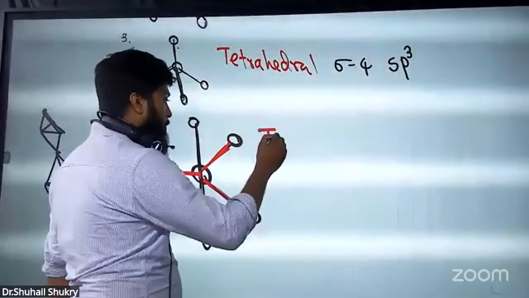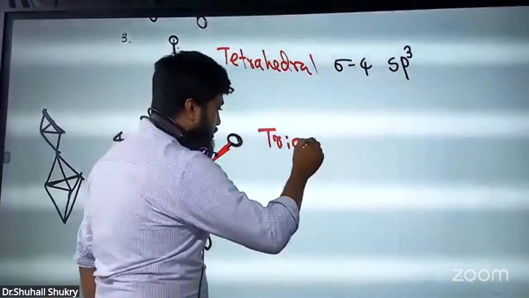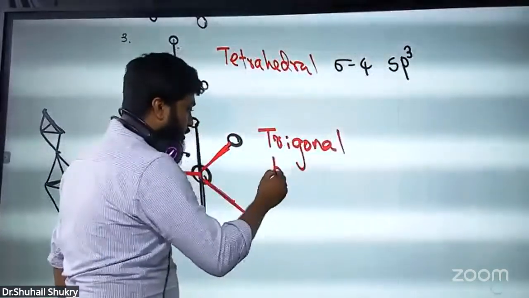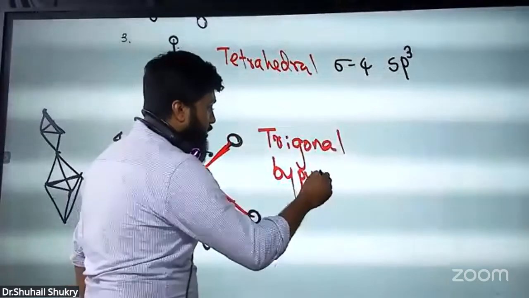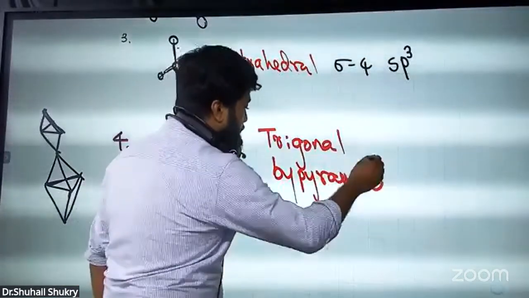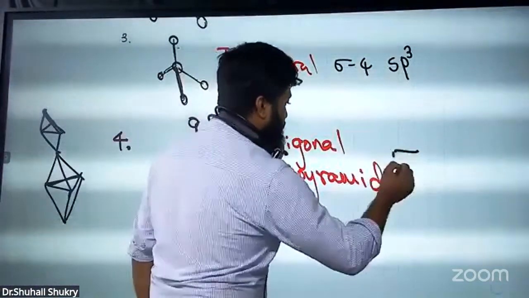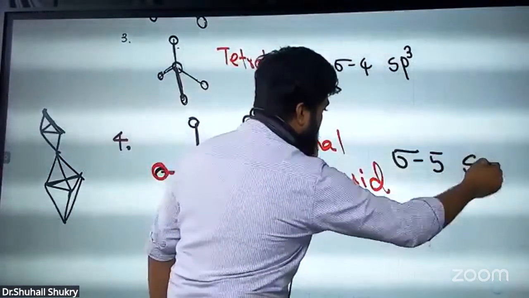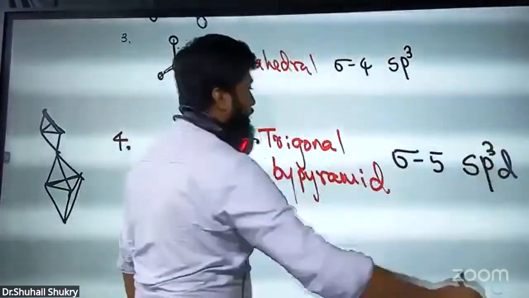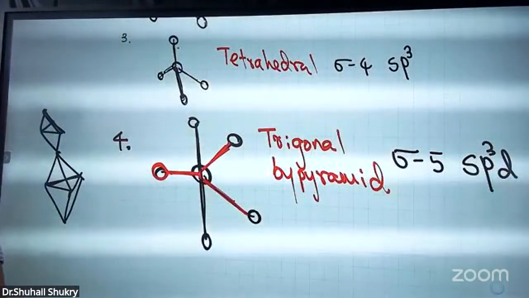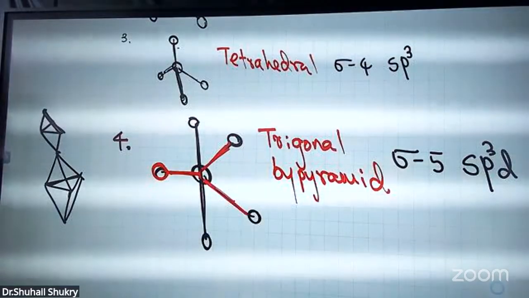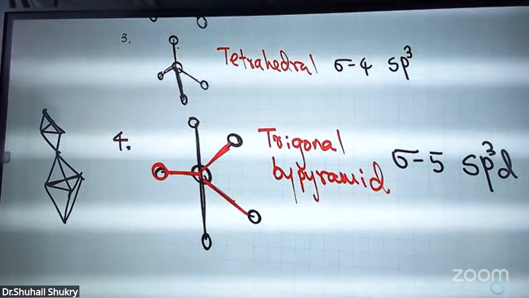Trigonal. There are two pyramids, no? So we tell this trigonal bipyramid. Trigonal bipyramid. So how many sigma bonds are here? Five sigma bonds. Then what is the hybridization? sp3d. One d will be added. So far no problem.